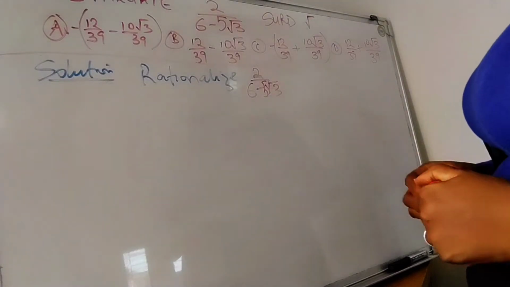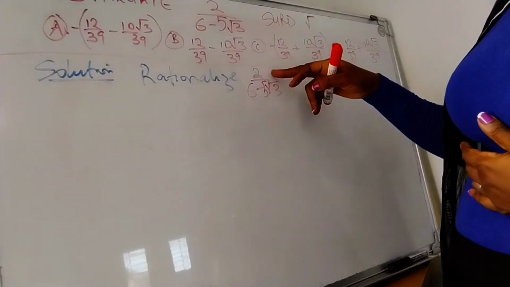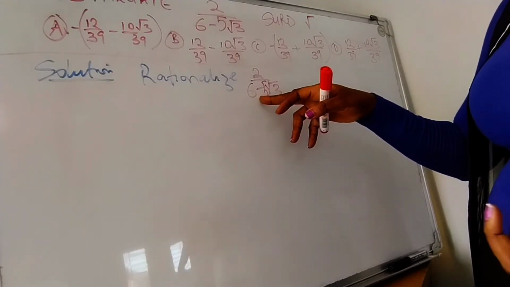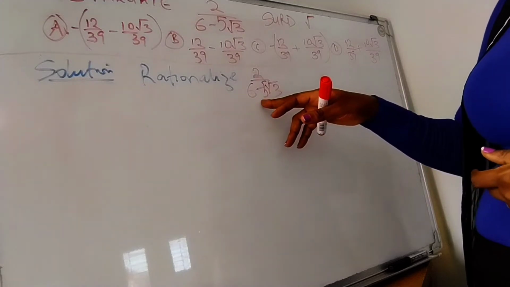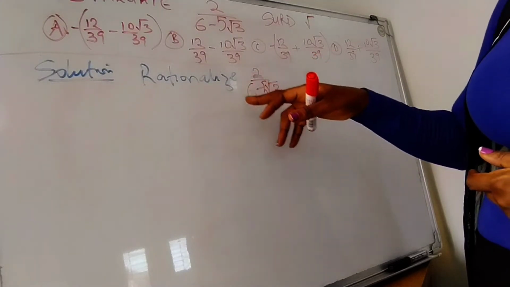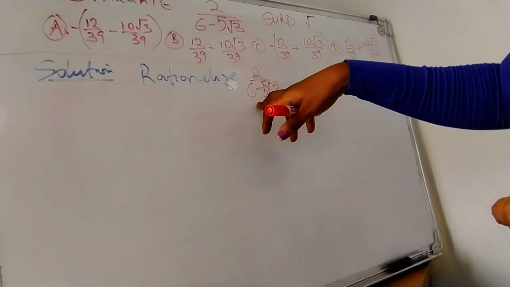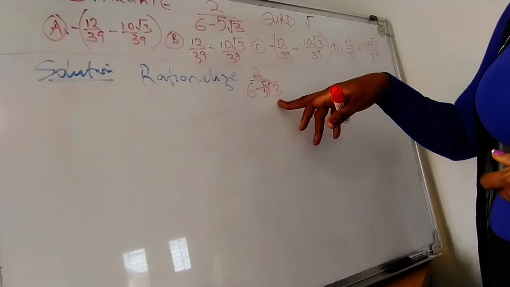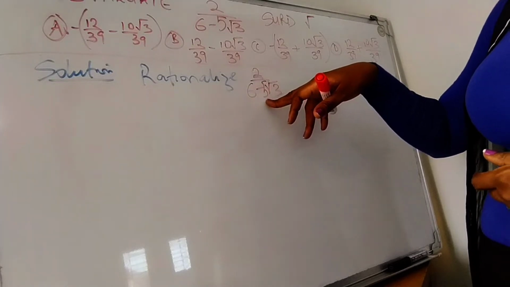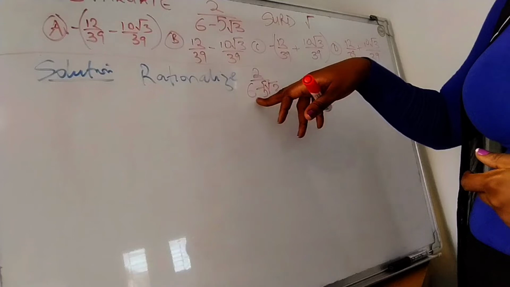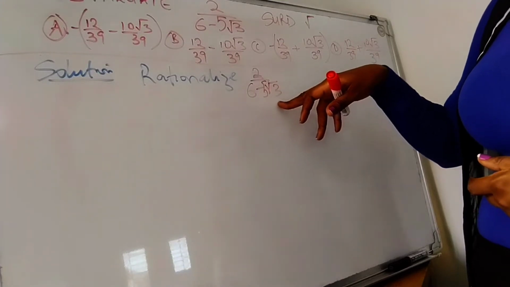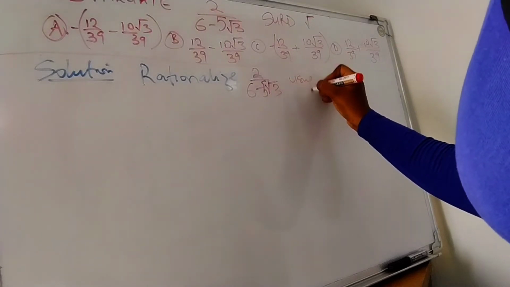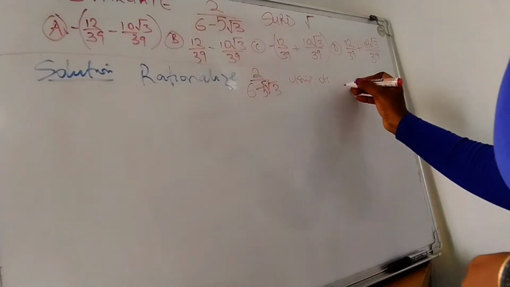What do we rationalize? It means we'll multiply the numerator and the denominator with a conjugate. A conjugate is the opposite of a complex surd. This denominator is 6 minus 5 root 3. Therefore, its conjugate is 6 plus 5 root 3. So, rationalize it using its conjugate, right?